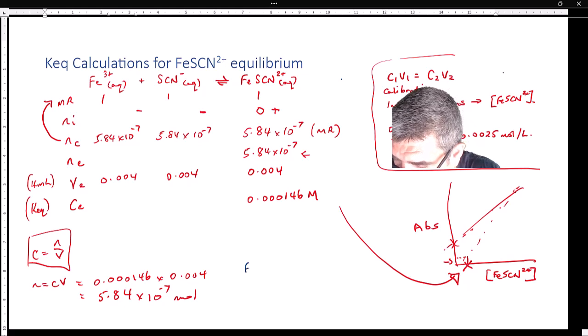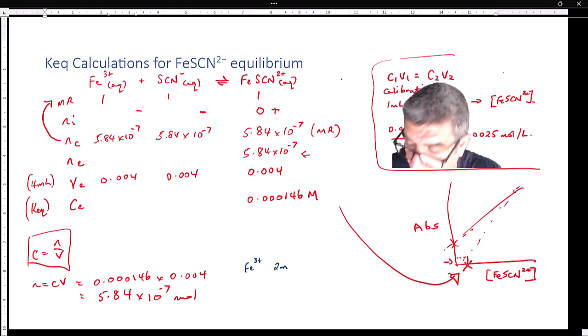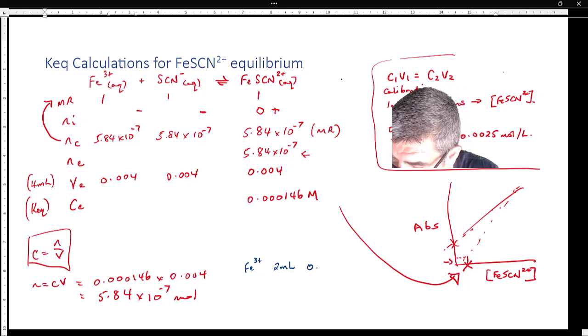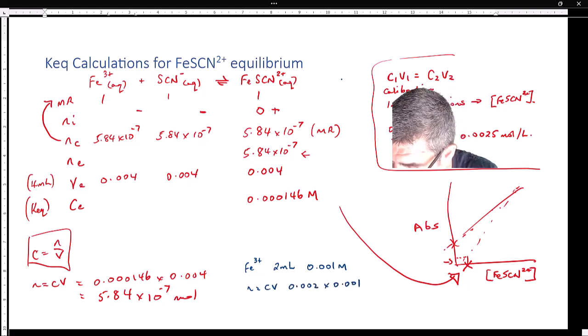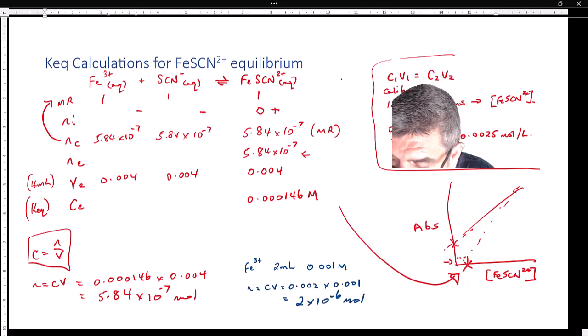So my iron ions came from a solution which had 2 mL volume of a 0.001 molar solution. So again, the number of moles is equal to CV, which in this case is 0.002 times 0.001, which gives me a value of 2 times 10 to the minus 6 moles. So that's here, 2 times 10 to the minus 6.